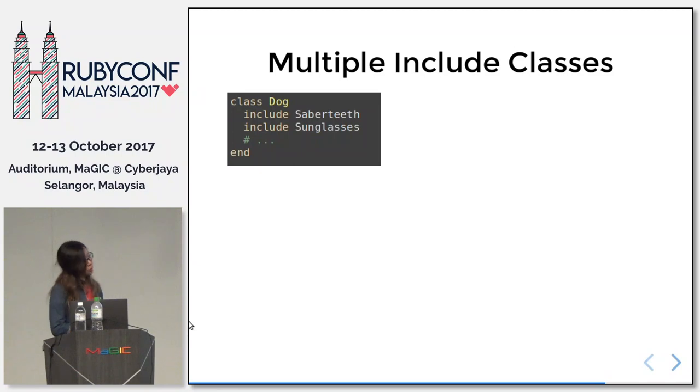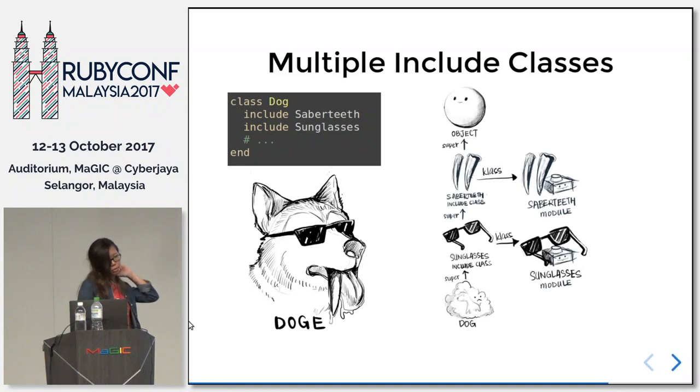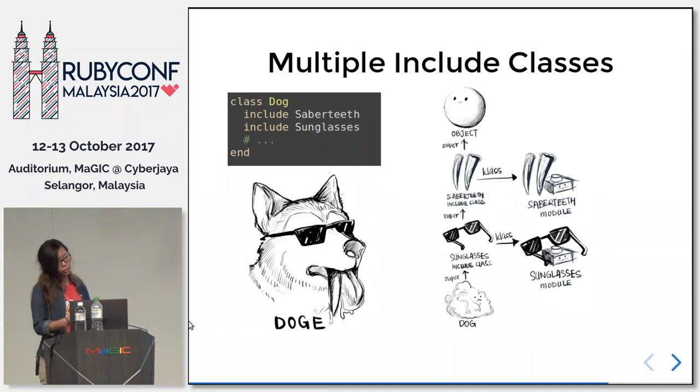Okay, let's talk about a very common scenario, including multiple modules. So SaberTeeth is not enough, right? To make Doge even more kick-ass, I give him sunglasses. So I include SaberTeeth, and then I include Sunglasses in the Dog class. By the logic of how the include module's add function inserts the include class into the inheritance chain, the module that's included later is inserted lower down the chain. In other words, its method table gets looked up first.